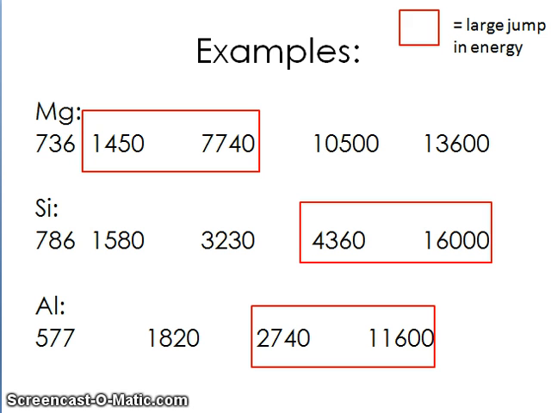The silicon is in group 4, which you can see because there's a big jump between the fourth and the fifth ionisation energy. And lastly, aluminium, there's a big jump between the third and the fourth, which tells us that it's in group 3.